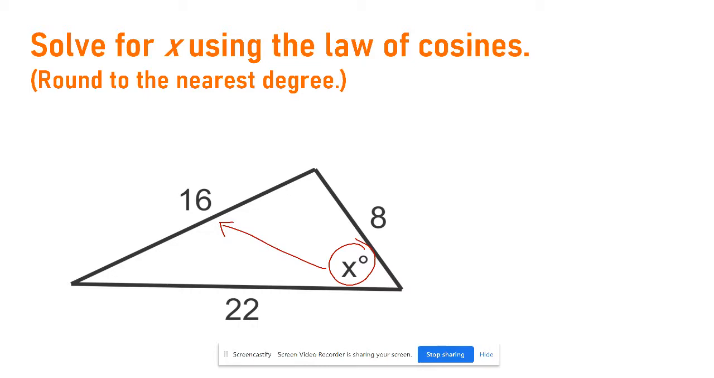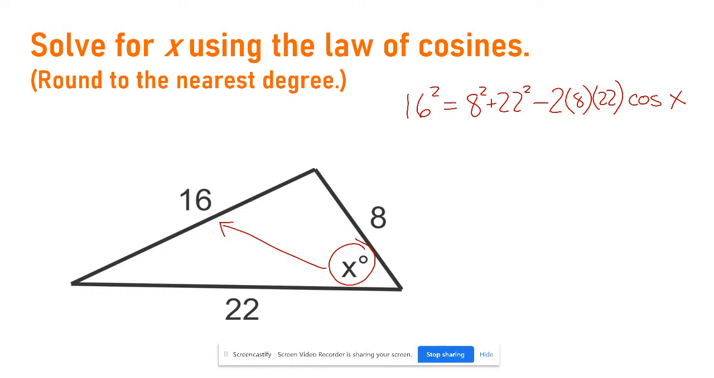So the 16. So what I'm going to do is take 16 squared. 16 would be like the A, equals. I've got my other two sides, 8 squared plus 22 squared, minus 2 times those two sides, 8 and 22, times cosine of this angle that I'm looking for. So I'm just going to say cosine of x. So that's how I'm going to set it up. And that gives me something I can use to solve for x.